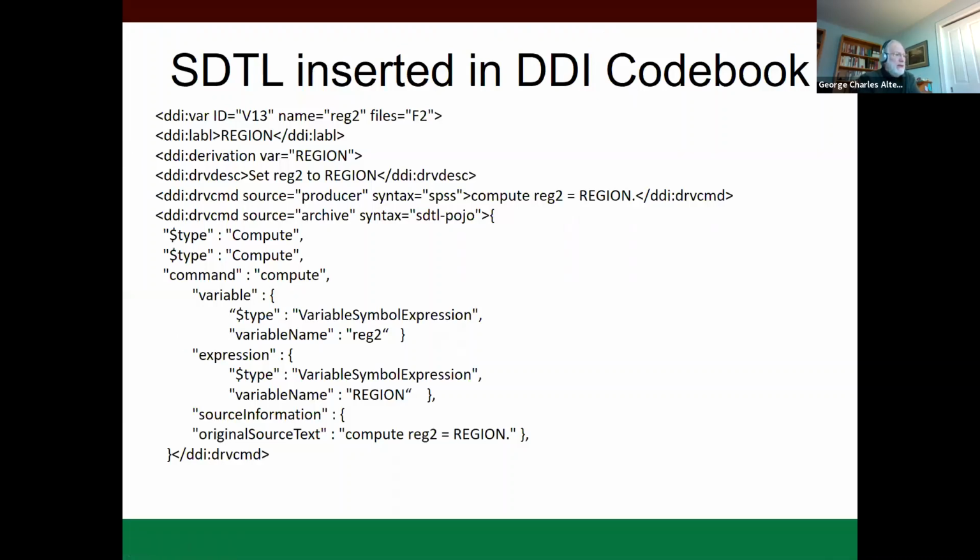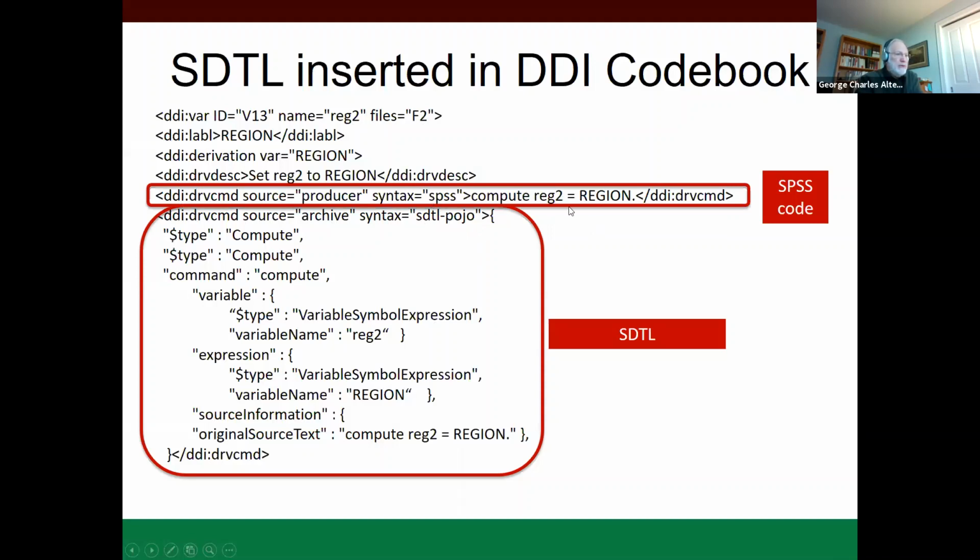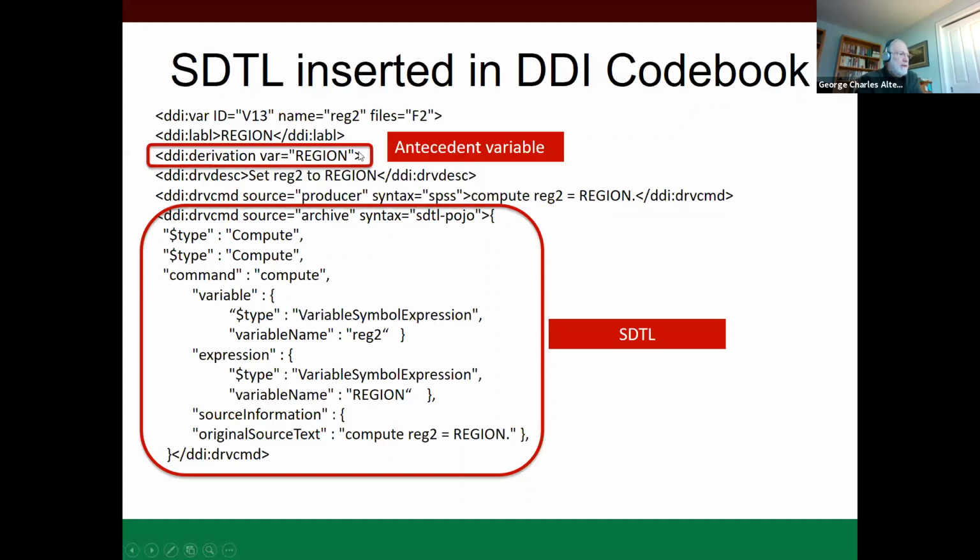What happens then is the SDTL is inserted into DDI Codebook. So this is part of a DDI 2.5 description of a variable. And the variable is actually right here, reg2, and it has an ID and it's found in file F2. This is the original SDTL, which is described here as using SDTL POJO syntax. Here's the original SPSS code.